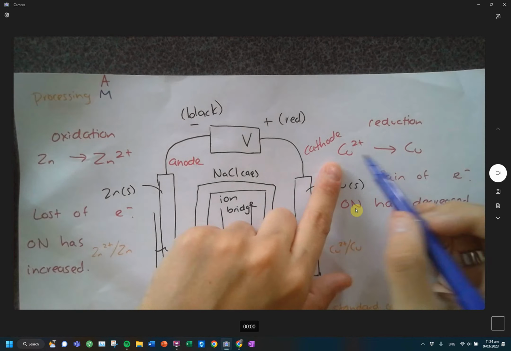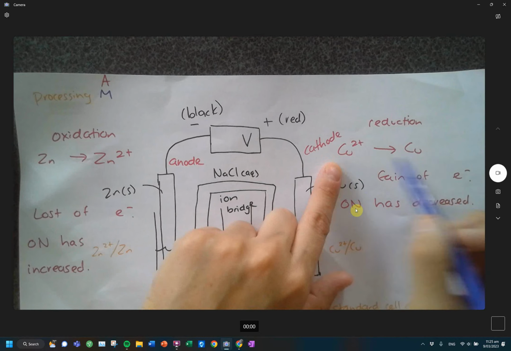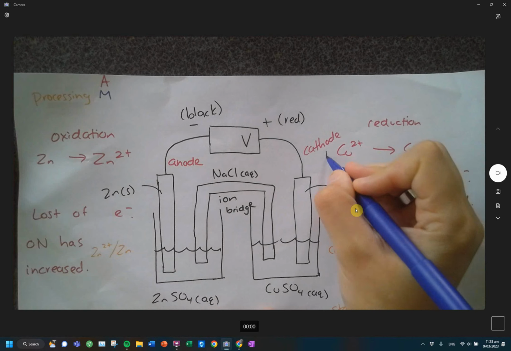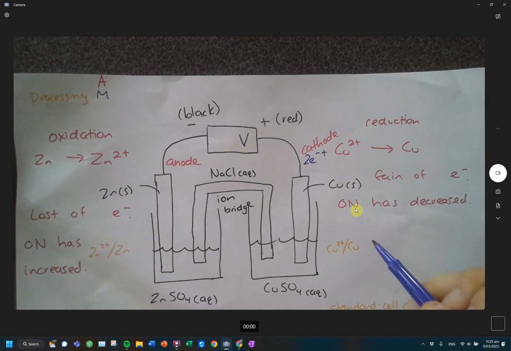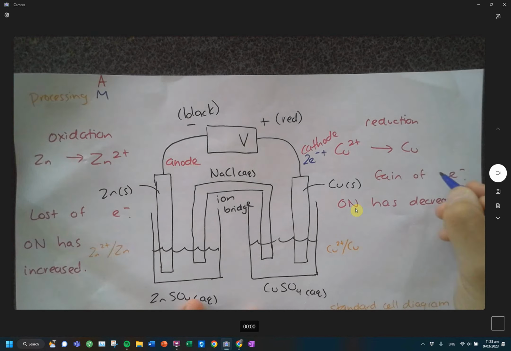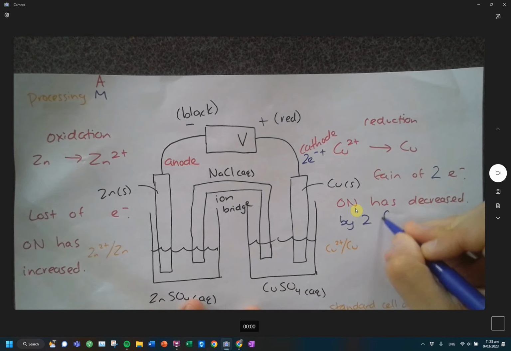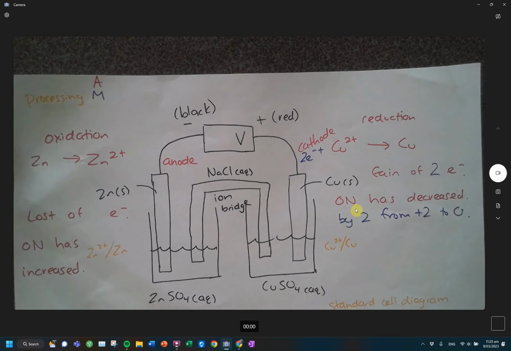So for my reduction reaction, I have what I've identified as copper going to the copper metal. If I want to add to this to indicate that this is an equation, with my reduction I'm going to be showing I added 2 electrons. Happy with that? Right, the other thing I'm doing is now being specific. So it has gained 2 electrons. My oxidation number has decreased by 2 from positive 2 to 0. You go?